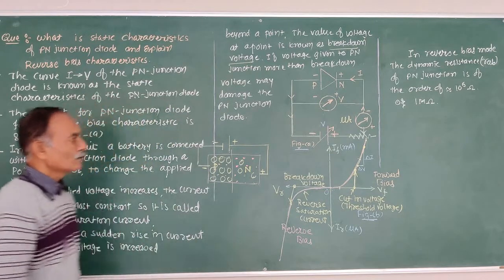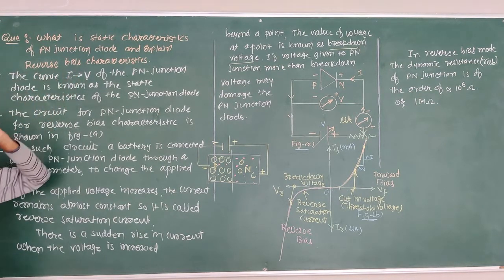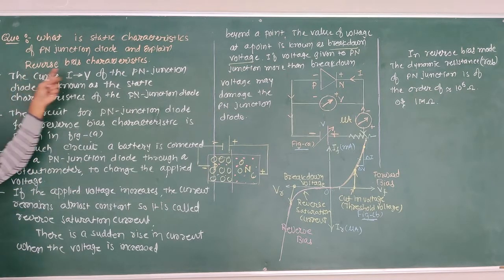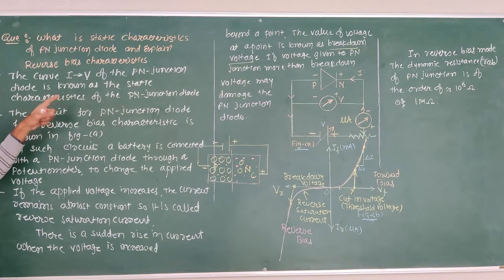Again, we repeat it. What is the reverse bias characteristic of the PN junction diode? First thing, what is the static characteristic? The curve of I versus V of the PN junction diode is known as the static characteristic of the PN junction diode.